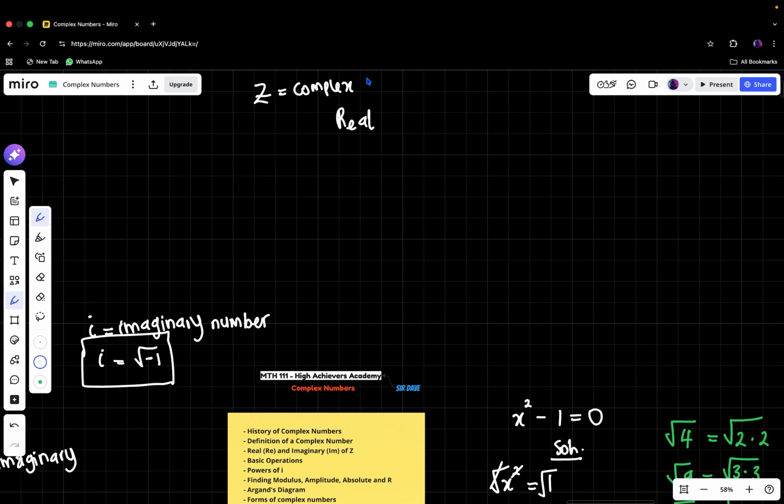A complex number consists of a real part, a, and an imaginary part, bi. So your real part here can also be written as the real of z. That means the real part of a complex number z. Your imaginary part, b, can be written as the imaginary of z. So this is how we would denote it going forward.